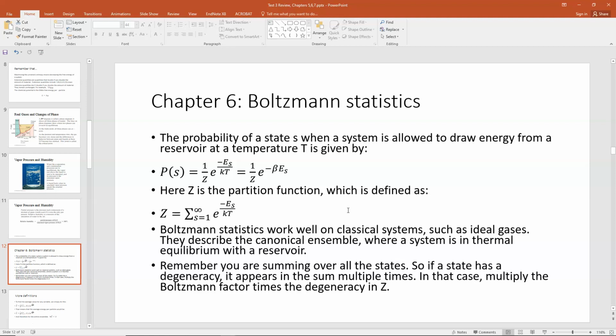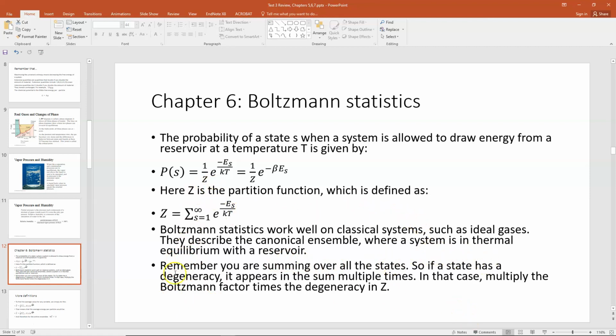Okay, so that's statistical mechanics talk, and that means the system is in thermal equilibrium with the reservoir, and so it's allowed to exchange energy until it comes to thermal equilibrium, right? But it's not allowed to exchange anything else. It's not allowed to exchange particles. Now, remember, this sum for your partition function is the sum over all the states. So that means that if there's degeneracy, then it's going to appear in that sum multiple times.